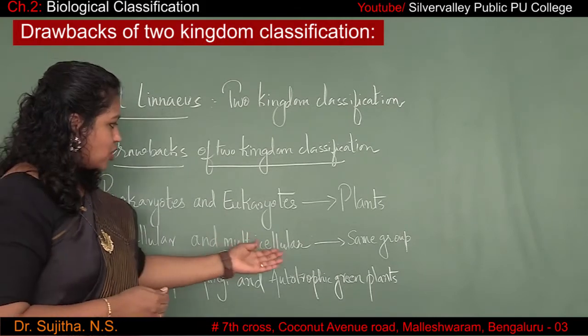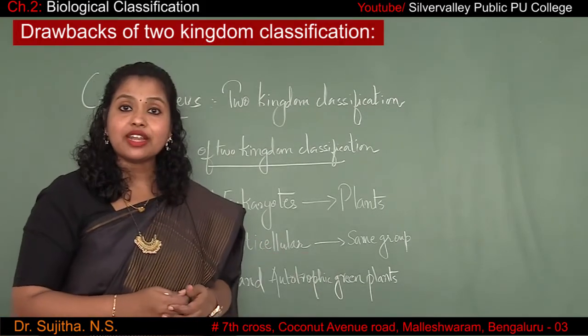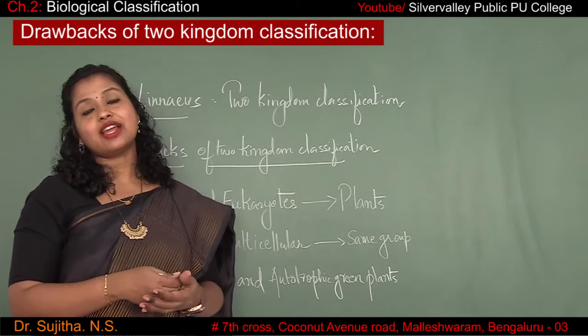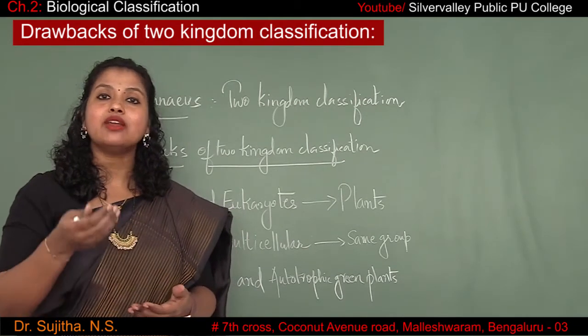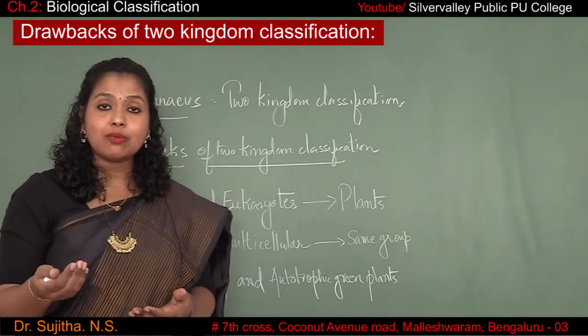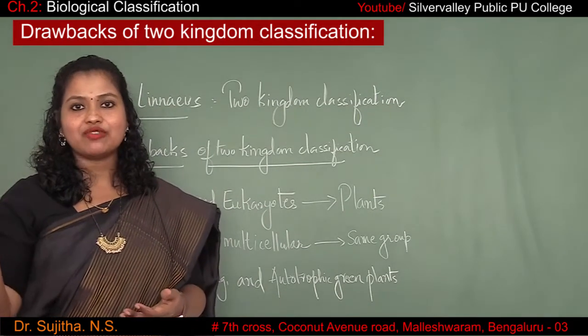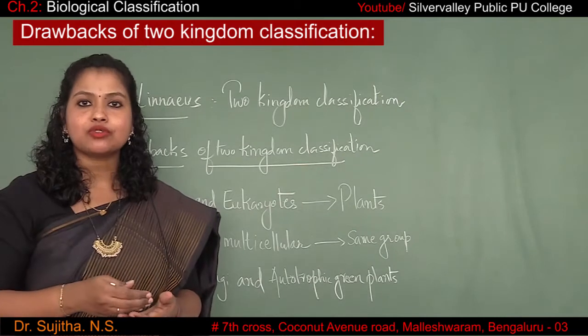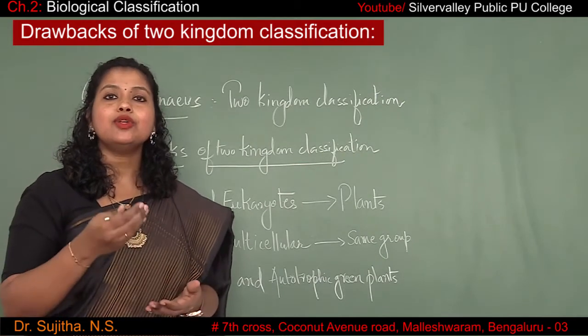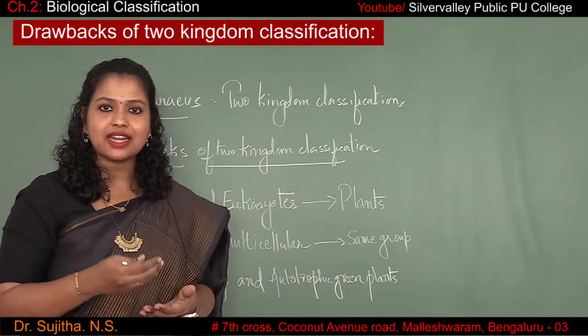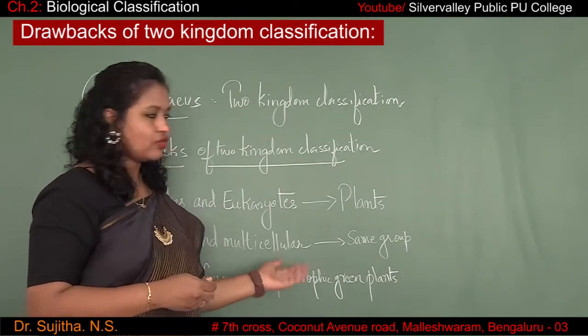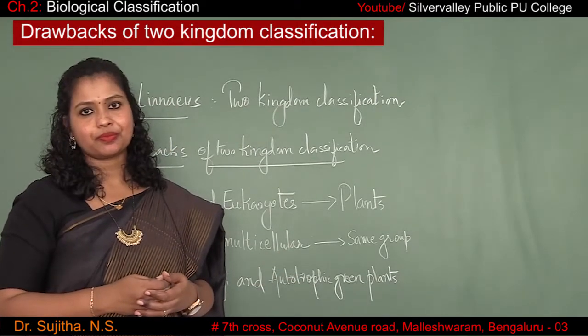And with respect to green plants, they are autotrophic in nature. What do you mean by autotrophic? That means to say they are able to make their own food. Green plants are able to make their own food because they have chlorophyll in them. With the help of sunlight and in the presence of chlorophyll, the green plants are able to make their own food, and this nature is called the autotrophic mode of nutrition.